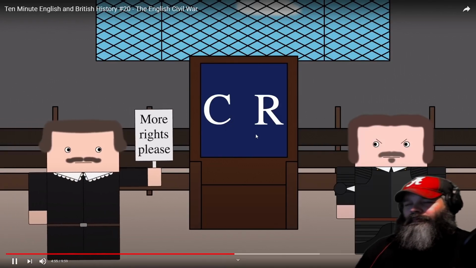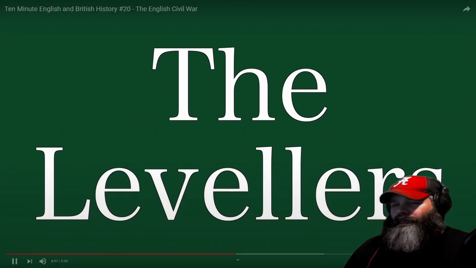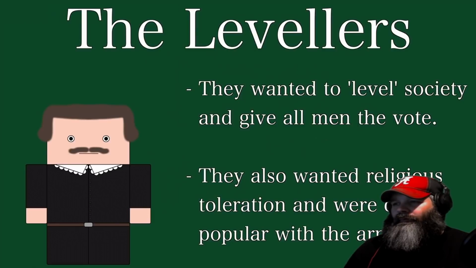Increasingly radical during this period. One of the most extreme groups were the Levellers, who wanted the army to throw out Parliament and create a democratic, i.e. level, society in which all freeborn men would be able to vote for accountable politicians.